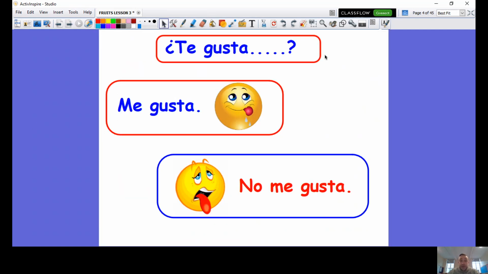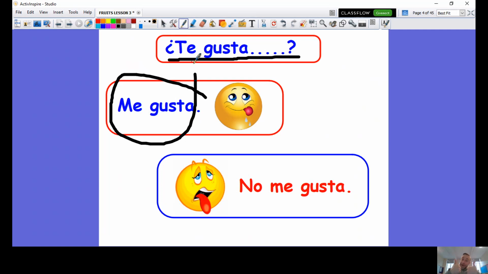Let's remind ourselves of other things we've been learning. We have our Spanish question right here, and we know it's a question. There's a question mark at the beginning and a question mark at the end, and our question goes like this. ¿Te gusta? And we can answer that question with me gusta, or possibly no me gusta.